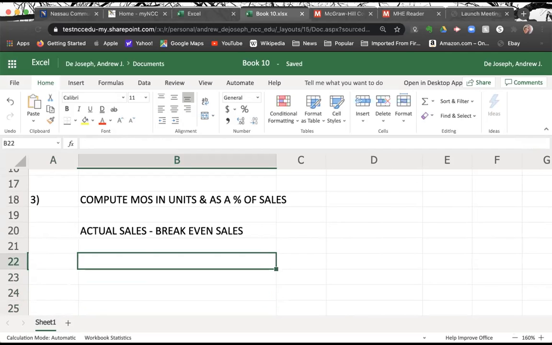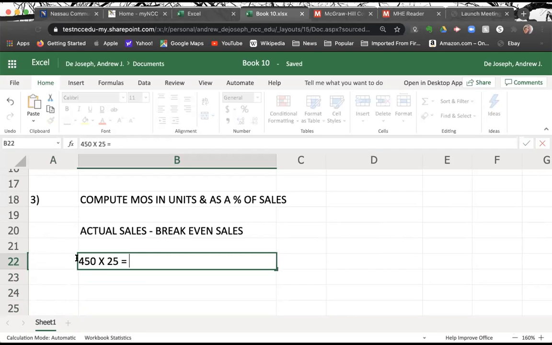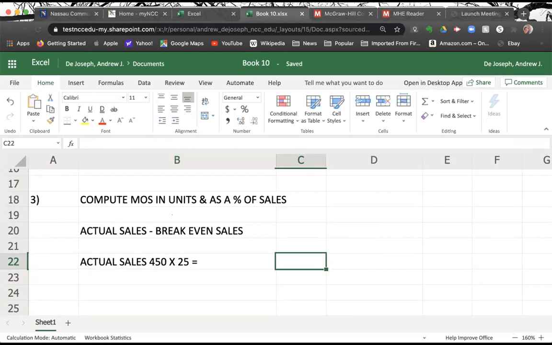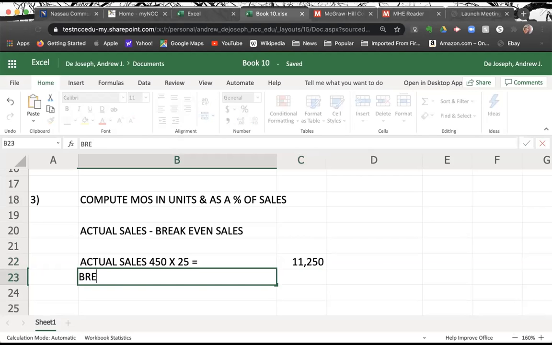So in this problem, how did we get actual sales? They told you, right, actual sales, 450 units were sold at $25 a piece, right? That's actual sales. Well, 450 times 25, 11,250. So actual sales were 11,250. Break even sales, whoops.